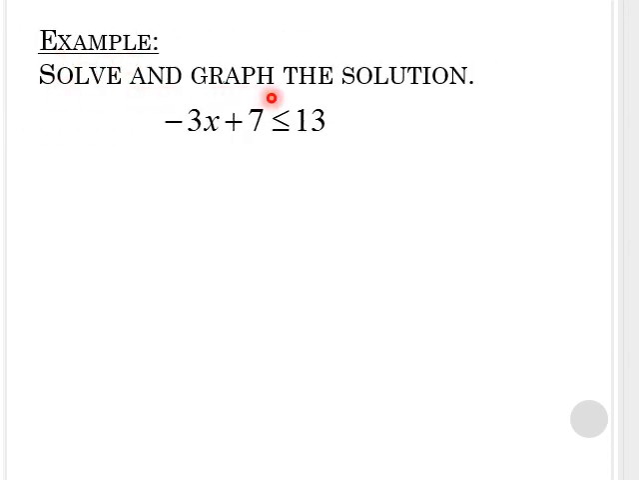Example, solve and graph the solution of this inequality: minus 3x plus 7 is less than or equal to 13. We move the numbers to the right and variables to the left. So here we have a number, we move it to the right side, plus 7 will become minus 7. So we'll have 13 minus 7, 6. Carry down minus 3x. Now divide both sides by negative 3.